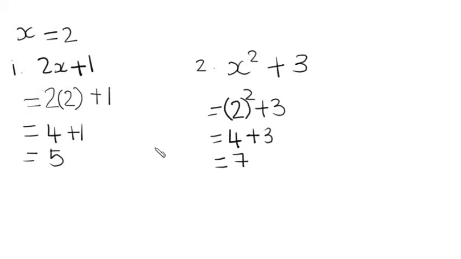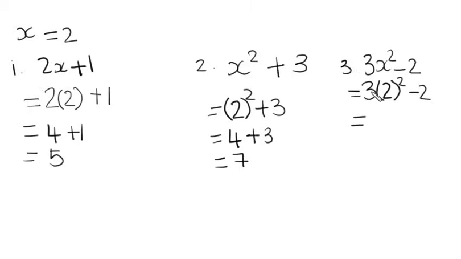Perfect. Let's do a third one quickly. Okay, I have 3x to the power of 2 minus 2. So I would come down and write my 3, open my bracket, the value of x is represented by 2, close my bracket, to the power of 2 minus 2.